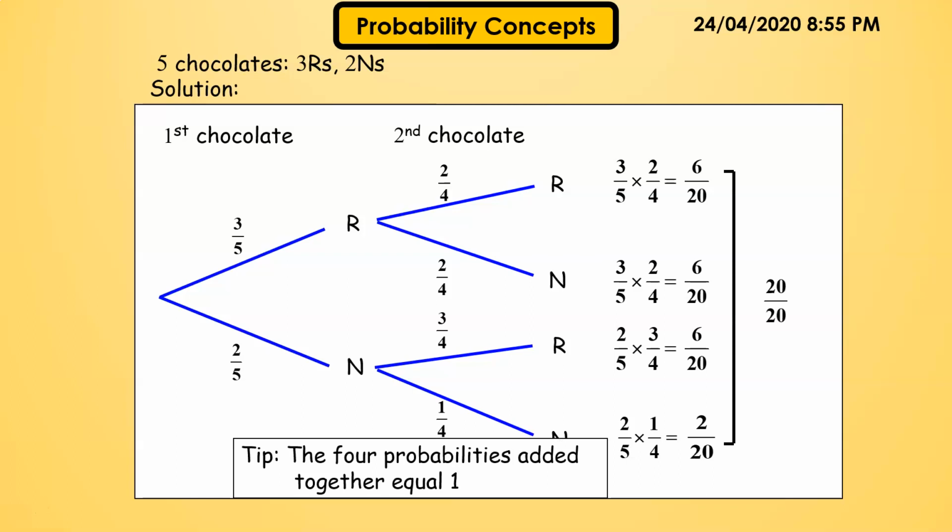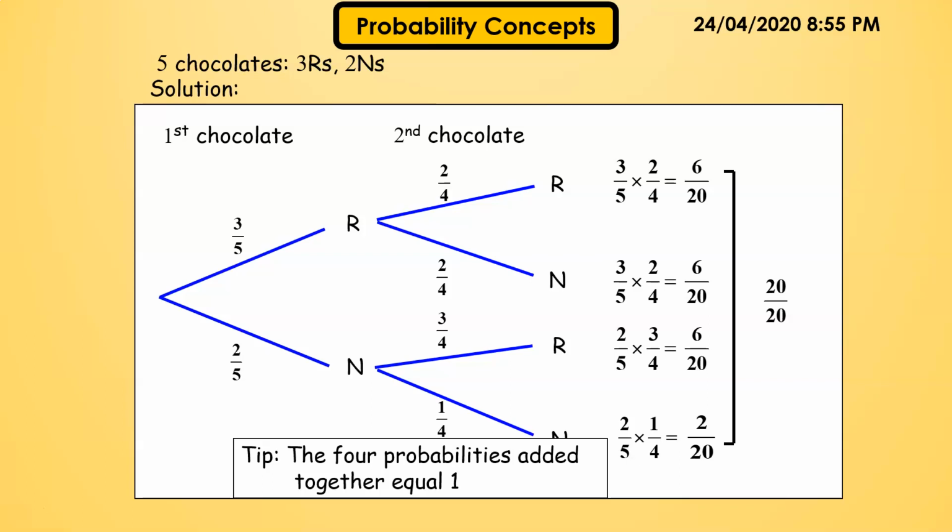1. And that makes sense because we know if the probabilities equal 1, that's all the possibilities. There's no other possibilities for choosing in this scenario and getting a different result. You either get a raspberry and a raspberry, raspberry and nougat, nougat raspberry, or a nougat and nougat. And now we have their individual probabilities.